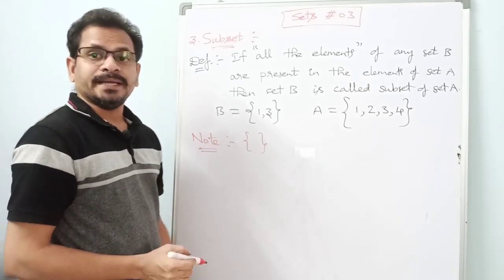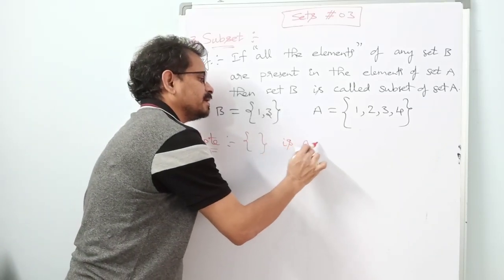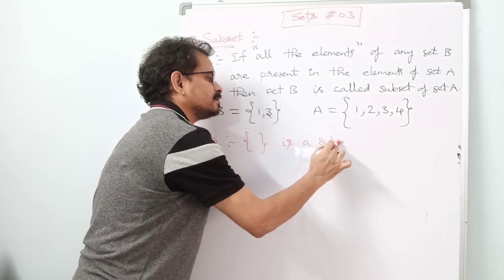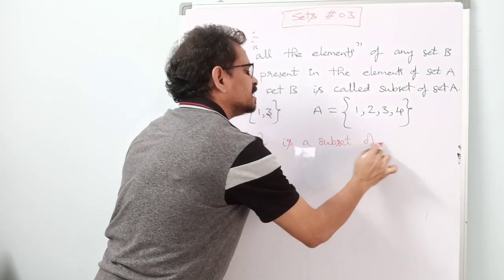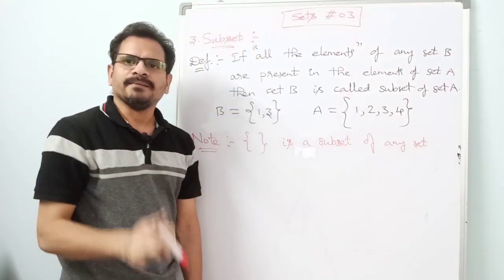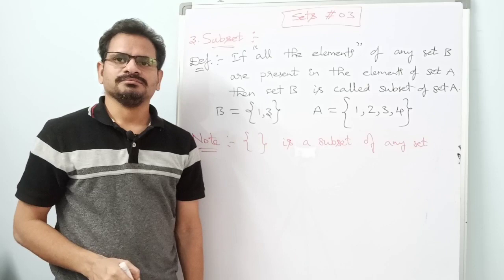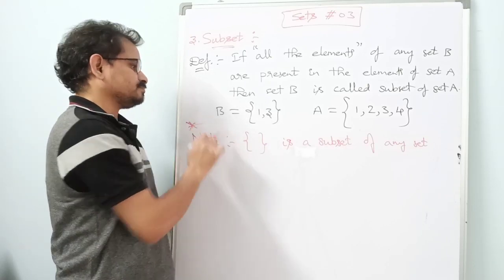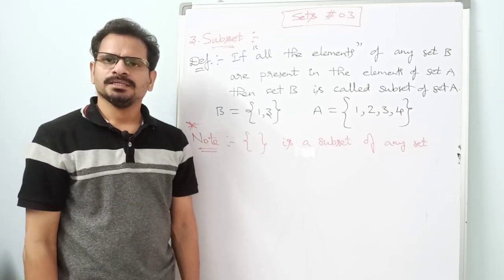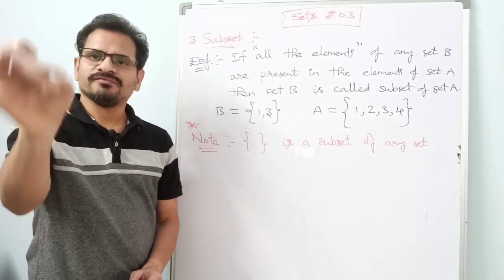This one, empty set. Empty set is a subset of any set. Empty set is subset of any set. Very important point. Keep this point in mind. Okay. So any set you take, empty set will be subset of that set.